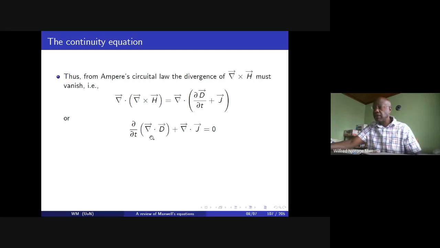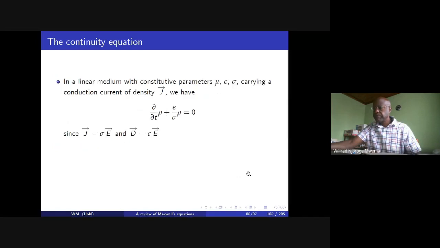But if you recall, the divergence of D was equal to the volume charge density, rho. And therefore, from Gauss' law, we can write that the time derivative of rho plus the divergence of J is equal to 0.